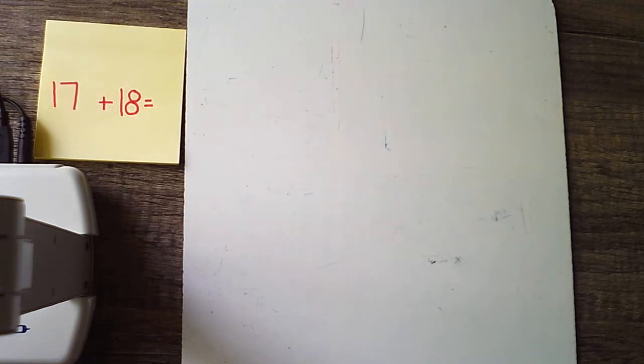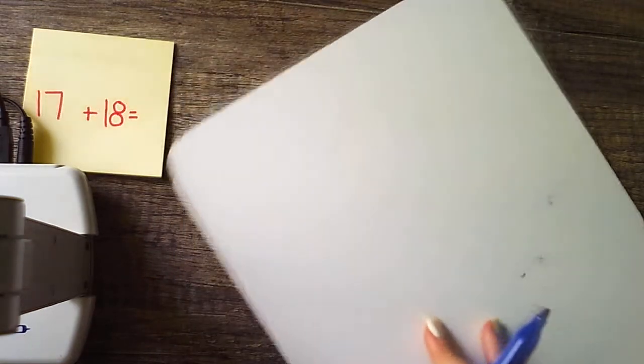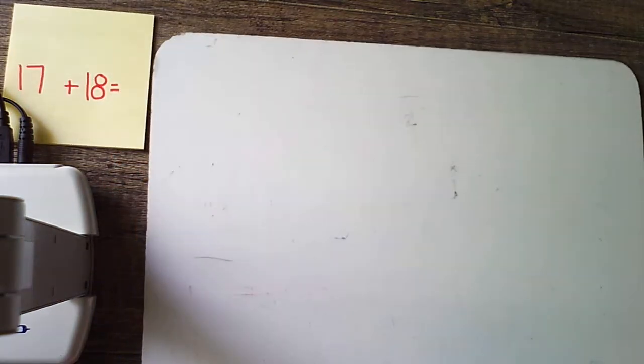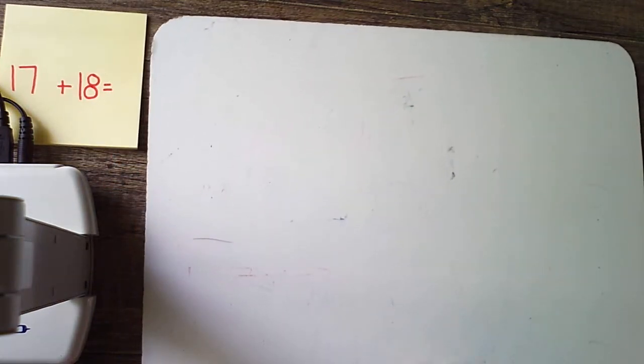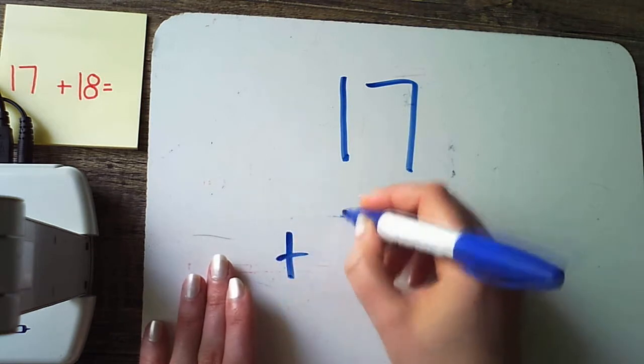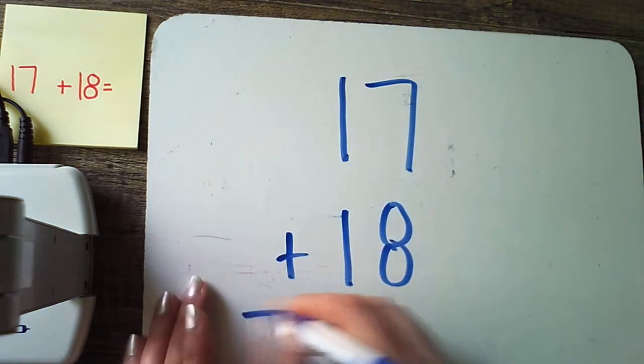I find it more helpful to write it vertically. I'm going to move this way, give us a little bit more space. When we write things vertically, we're able to trick our brain into saying, hey, use what you know about place value. So I'm going to show my 17 plus 18 vertically.